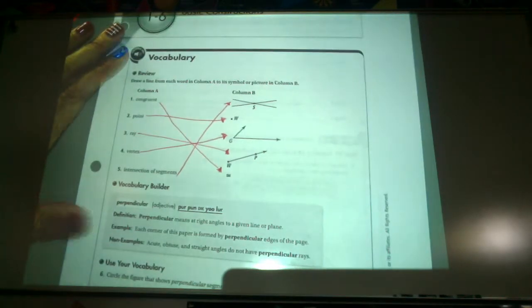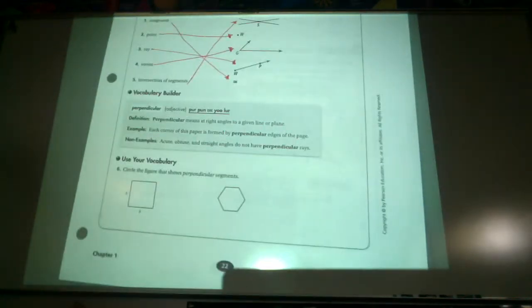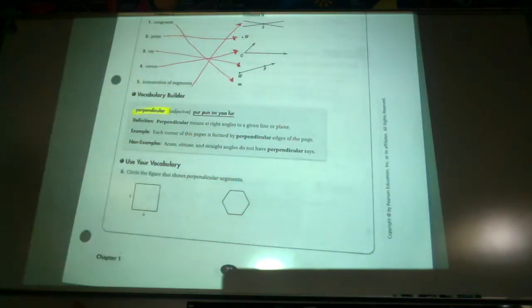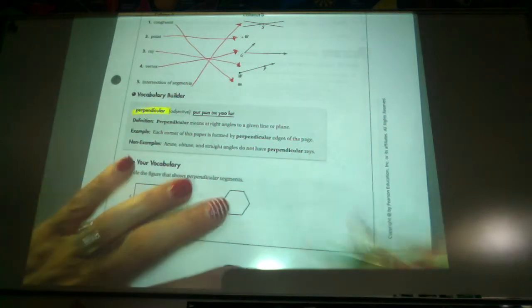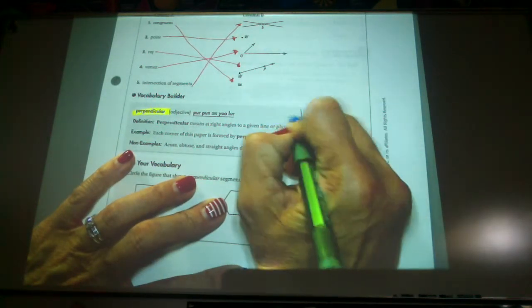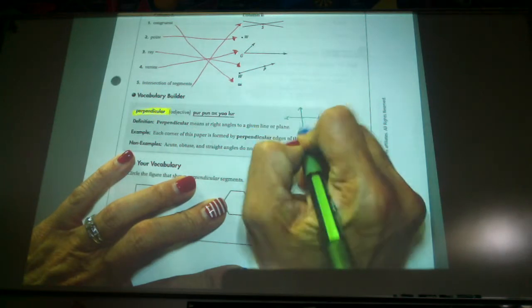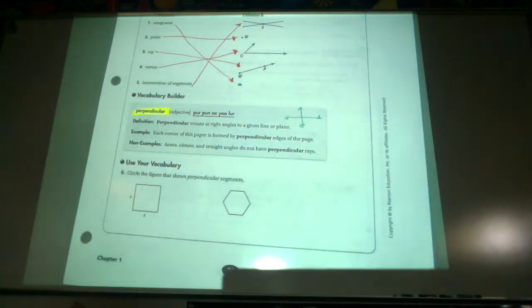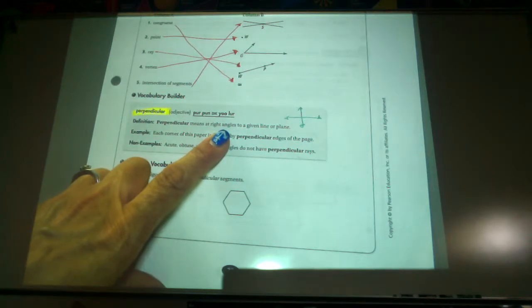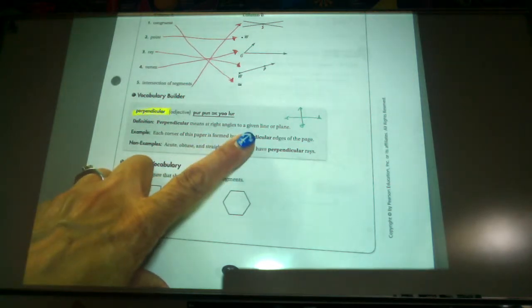Then we have a new vocabulary word, which should go on a flashcard. The new vocabulary is perpendicular. Typically, we think of perpendicular as 2 lines that intersect at a perpendicular angle. Typically 2 lines intersect at a right angle and they create 4 right angles. But this is bringing about the fact that perpendicular means right angles to a given line or a plane.